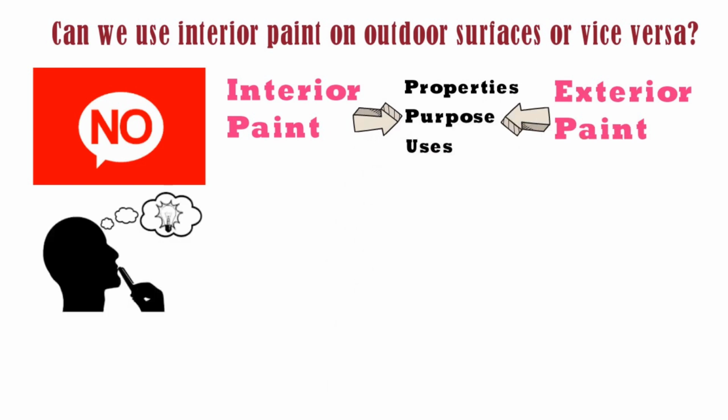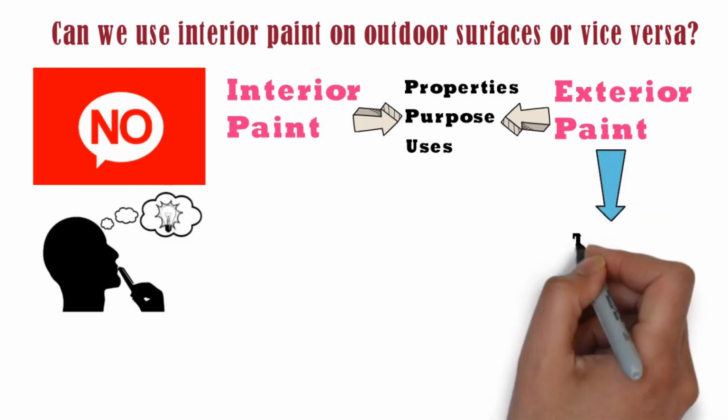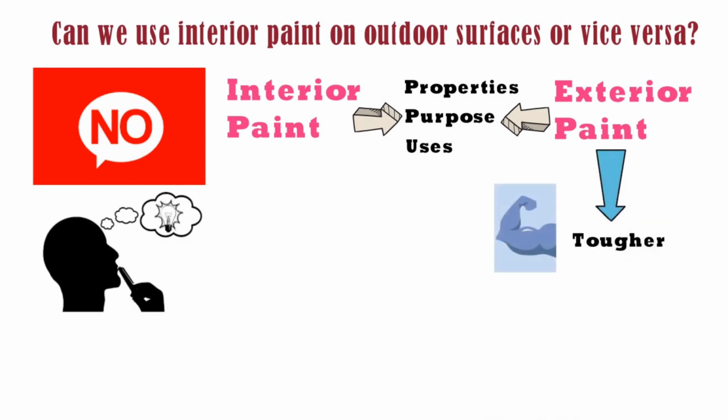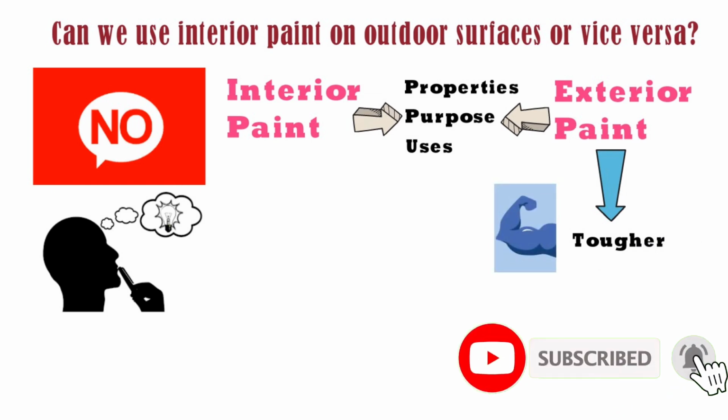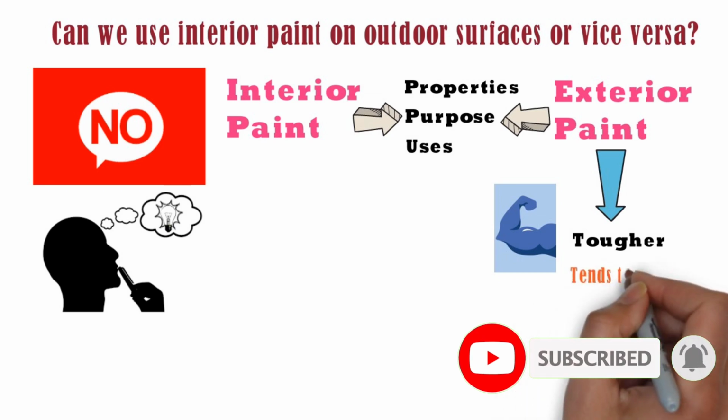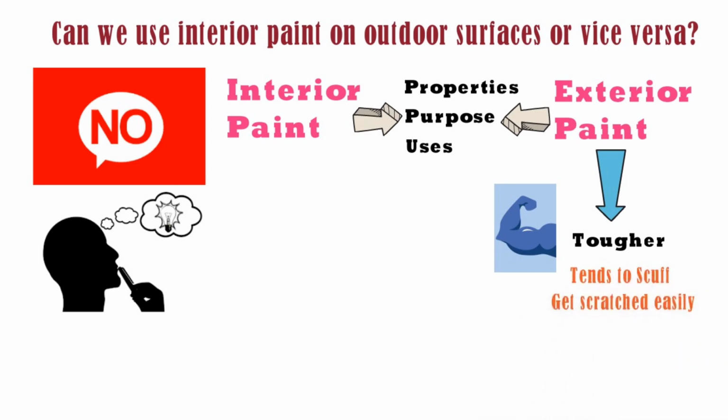You might think that because exterior paints are made tougher and are able to withstand more, they would perform well in the interior setting too. But this is not the case. In fact, exterior paint tends to scuff and get scratched quite easily, something that is not easy to notice when it is on the exterior of your home, but very noticeable indoors.